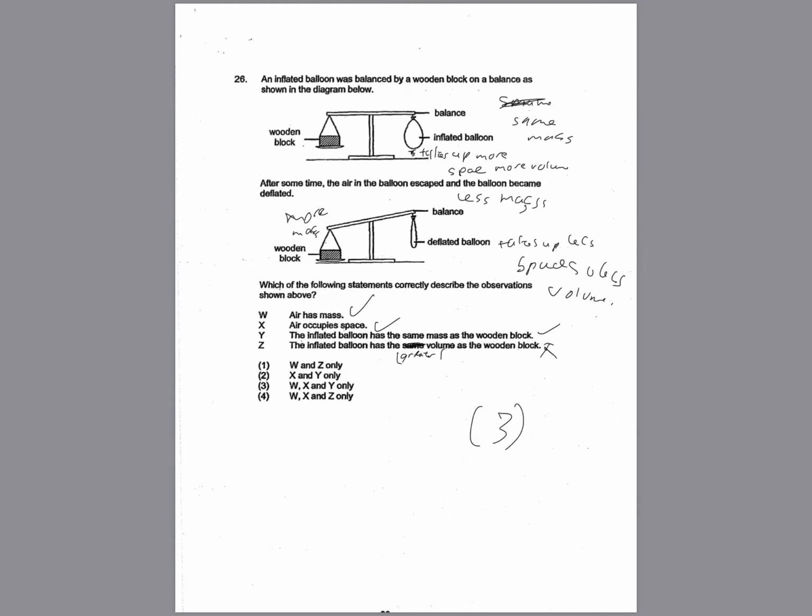So for question 26, they are balanced, which means they have the same mass. The inflated balloon and the wooden block have the same mass. They have different volume from looking. So the second one, the air escapes. It's proof that air occupies space, because air has mass: now the wooden block has more mass than the deflated balloon. So the air that escaped has mass, and you see the balloon becoming smaller, so air also occupies space. Then the third one, the inflated balloon has the same mass as the wooden block because it's shown that they are balanced.